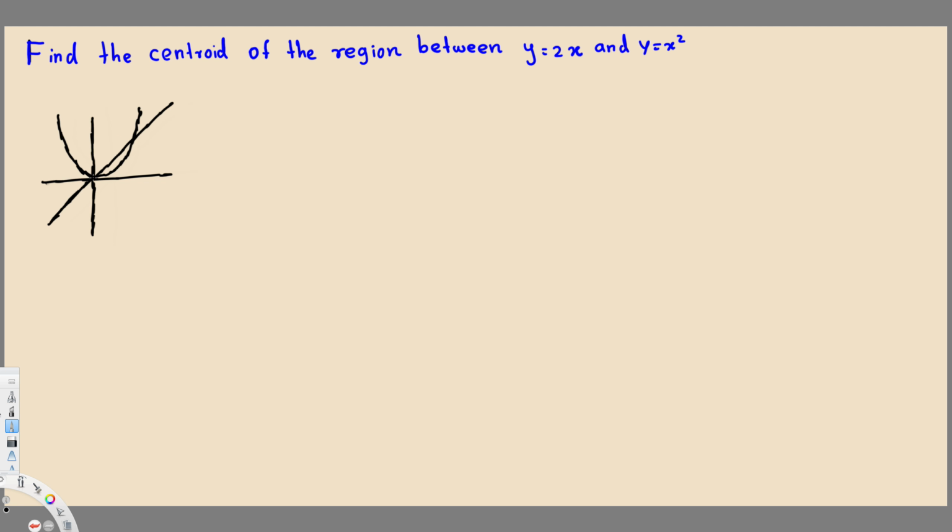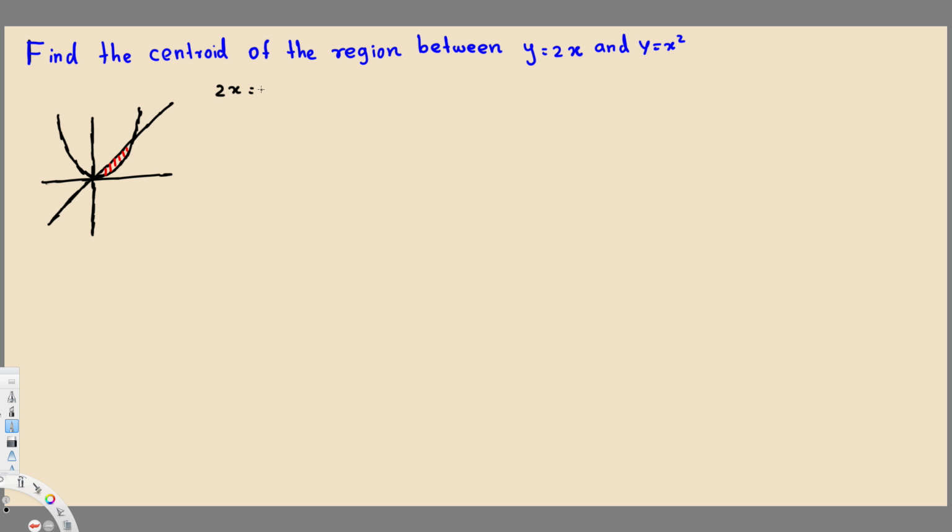Okay, so now we have these two graphs. The region we have to find the centroid of is this region, whatever region is intersecting. So this is the region we are trying to find. The first thing is we have to find the limits of integration.